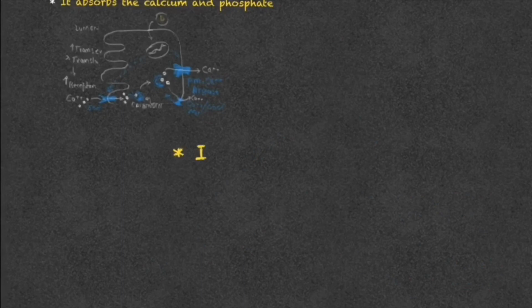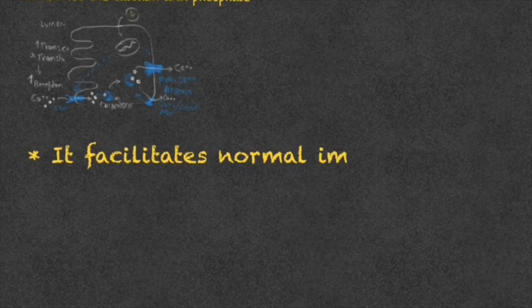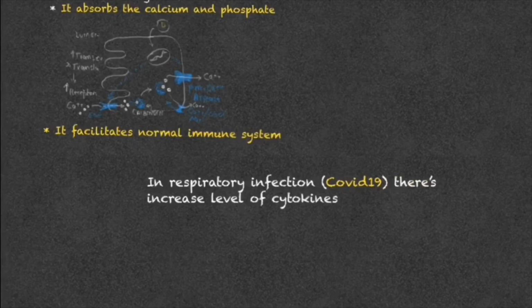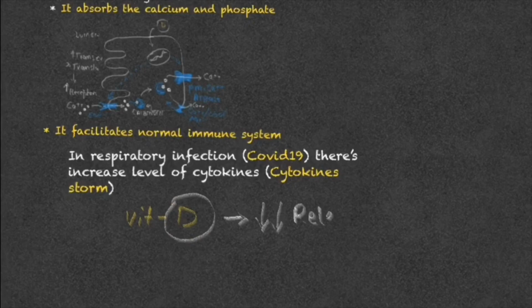So it also facilitates a normal immune system. Now, how does it facilitate the immune system? In respiratory infections like COVID-19, there is increased release and production of cytokines. The level of cytokines increases, which is called a cytokine storm. Now, vitamin D is believed to inhibit the production and release of cytokines. So it decreases the release and production of cytokines. That's how it inhibits the cytokine storm.